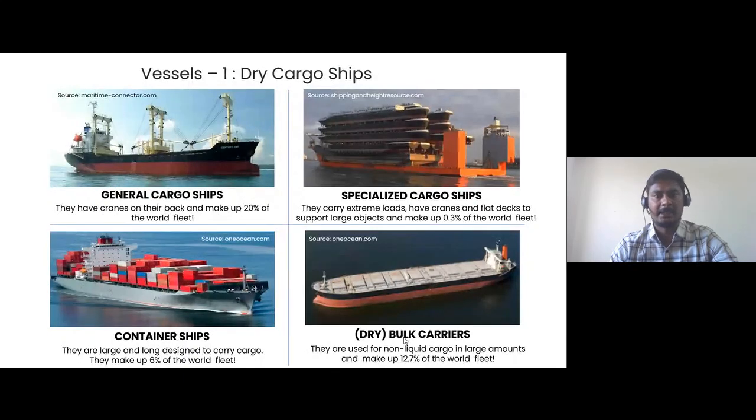Here there are dry cargo ships, several kinds. Some are general cargo ships, which occupy up to 20% of the whole fleet. Specialized cargo ships and container ships can also be seen. And these are bulk carriers, dry bulk carriers, where dry means coal, iron ore, and sometimes other materials that we can carry on these ships.